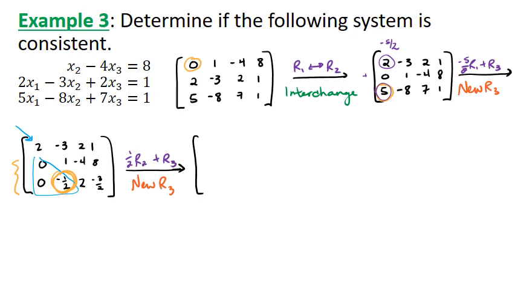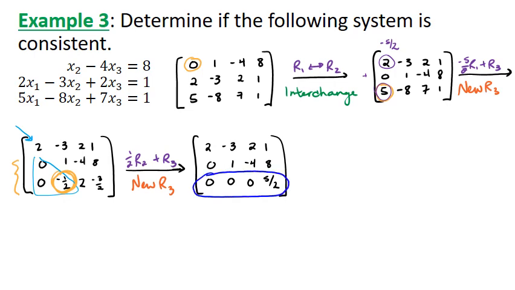Okay, so here comes our new matrix. 2, -3, 2, 1. 0, 1, -4, 8. 0, 0, 0, 5/2. Huh. Oh my gosh, this is something we haven't seen yet. Hopefully you are noticing that this last row has something goofy going on. You'll notice that all of these entries are 0.